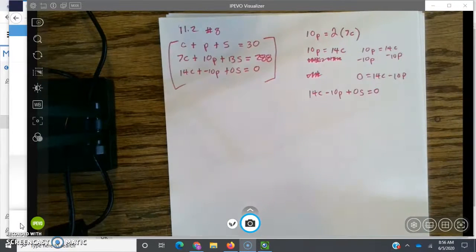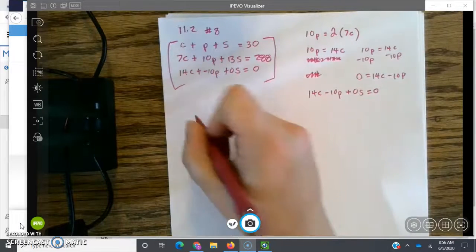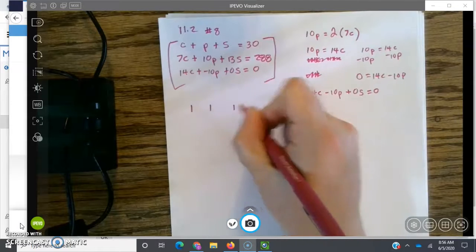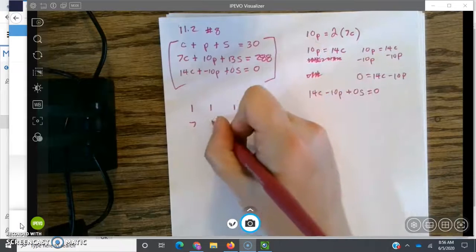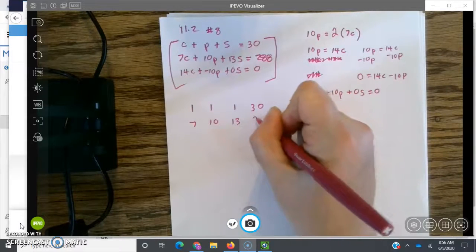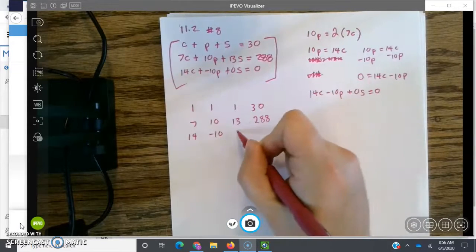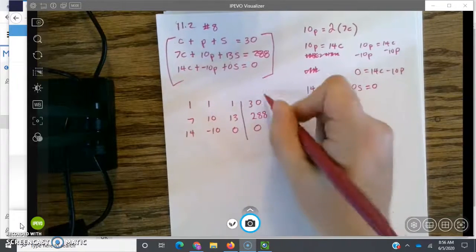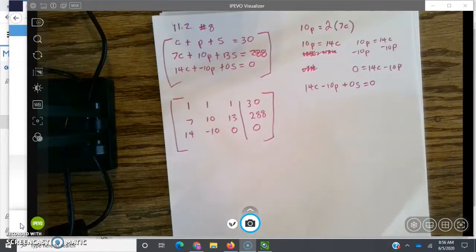It's not written in an augmented matrix format yet though. So let's take the corresponding coefficients off and write them in a matrix. So this would be 1, 1, 1, 30, then 7, 10, 13, 288, then 14, negative 10, 0, and 0. So now we have it in a nice matrix.